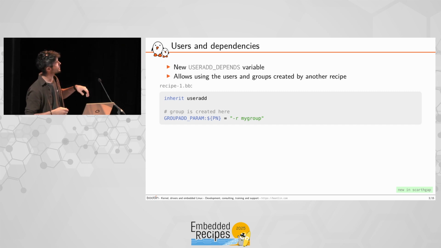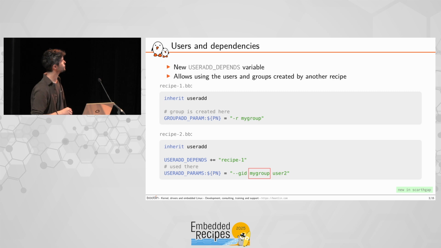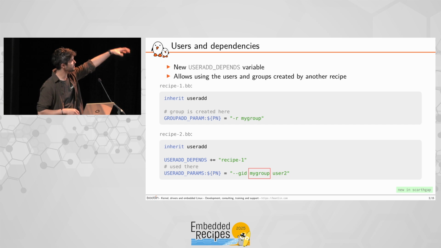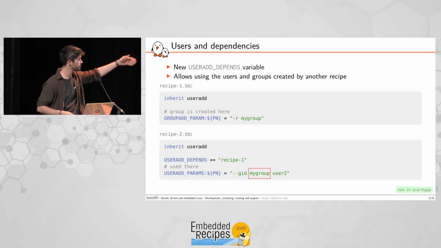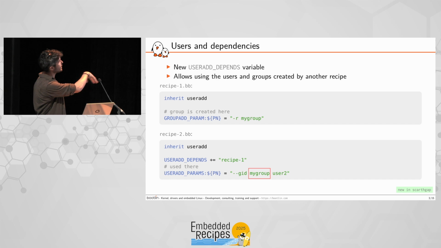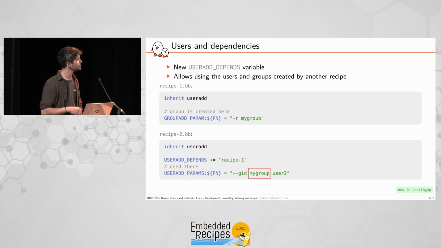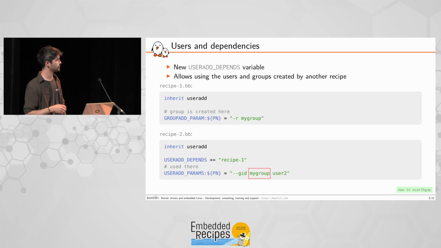So let's just take an example. Here we have the first recipe, which is creating a group called my group. Quite simply, what you need to do in another recipe is just make a dependency on the first one and reuse the group in the second recipe. In that case, I didn't have to recreate everything with the GROUPADD_PARAM variable. So really simple. You can be creative, I believe, within your recipes to use that. I think this was introduced in Scarthgap, so it's a bit old, but I think it's really nice.